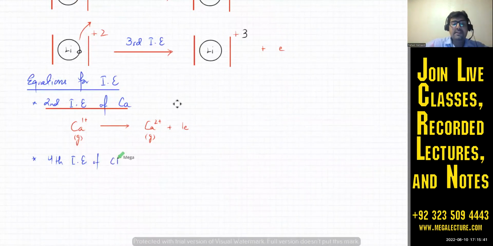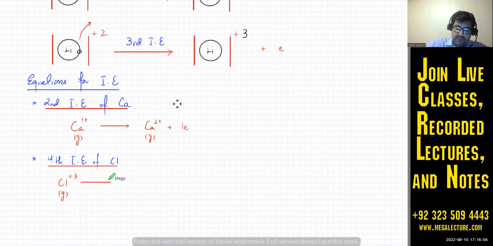So what I'm trying to do is remove the fourth electron. The first three have already been removed. Okay, now I'm on the fourth one. So the first three are already gone, so chlorine is already +3. And now you're trying to remove the fourth electron. When you remove the fourth electron, chlorine will become +4.